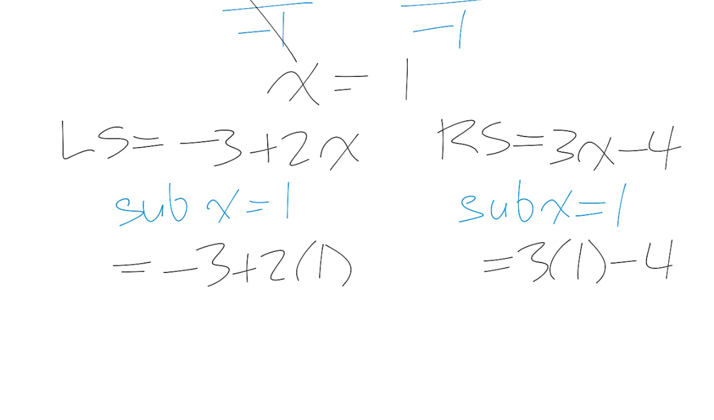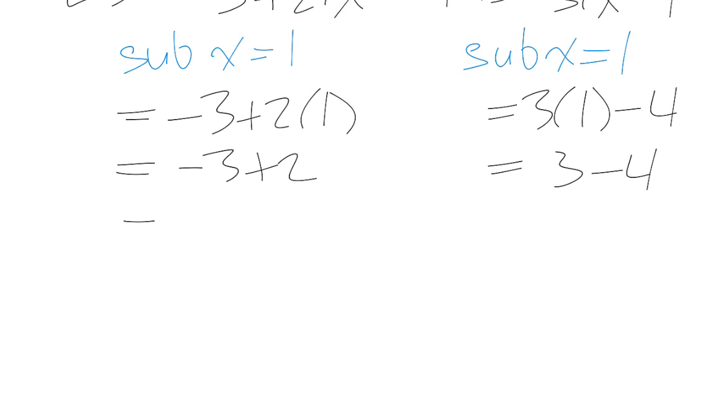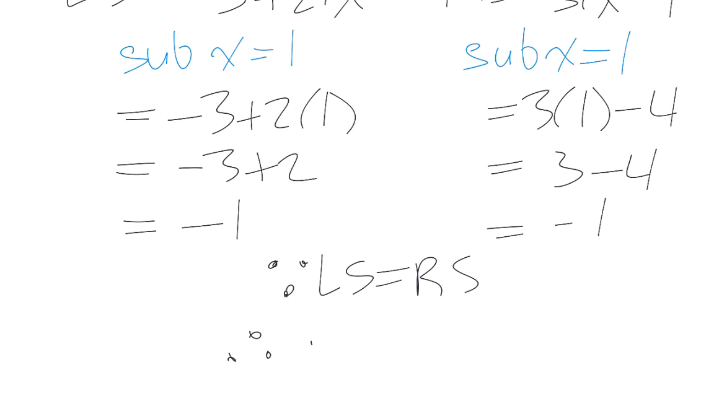Evaluating these expressions, you need to follow BEDMAS. So that means you're going to be doing multiplication before any addition or subtraction. So positive 2 times 1 is positive 2, and positive 3 times 1 is positive 3. Negative 3 plus 2 is negative 1, and 3 subtract 4 is negative 1. As you can see, the left side is equal to the right side. So since the left side is equal to the right side, therefore x is equal to 1 is correct.